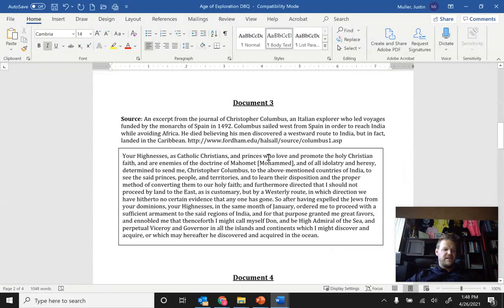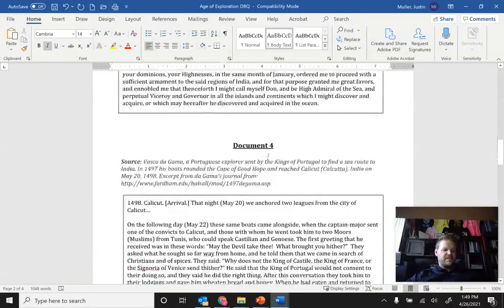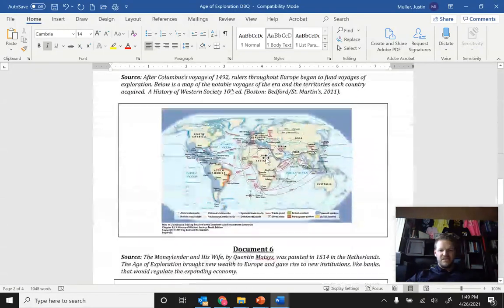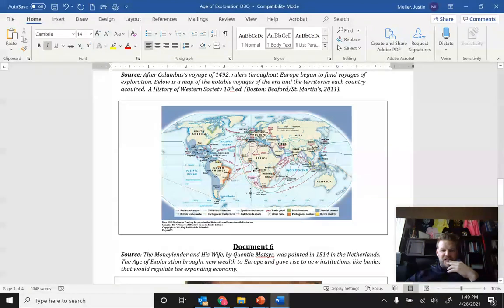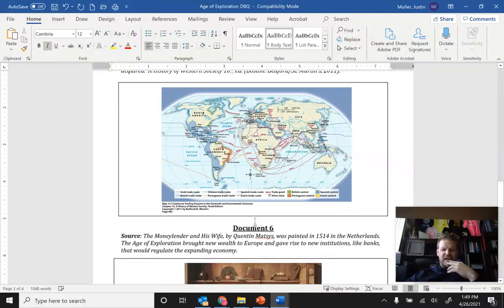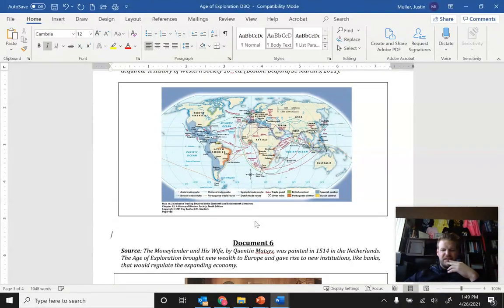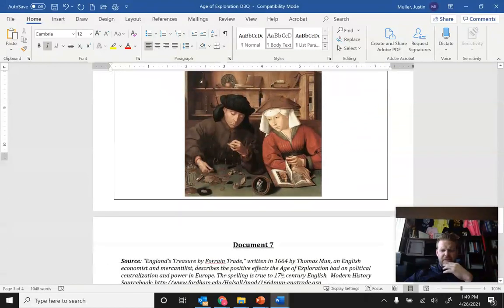All right, let's see. Can I find a smaller document here? Ooh, look at this. So let's do Doc 5. After Columbus's voyage, rulers throughout Europe began to fund voyages. So these are all the voyages here. So a cause of the age of exploration, this is a little cheaty because the question initially was what were the causes and effects, but I'm trying to limit it here. So maybe that one's not the best one.